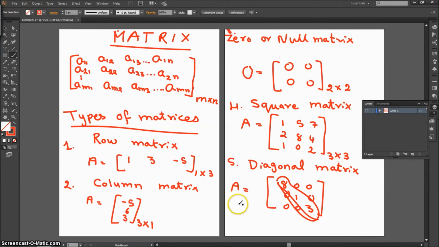And I'll write one more example. See, suppose B is 5, 8, 2, 7. So which are the diagonal elements? 2 and 5 and 7. Sorry, these are diagonal elements.